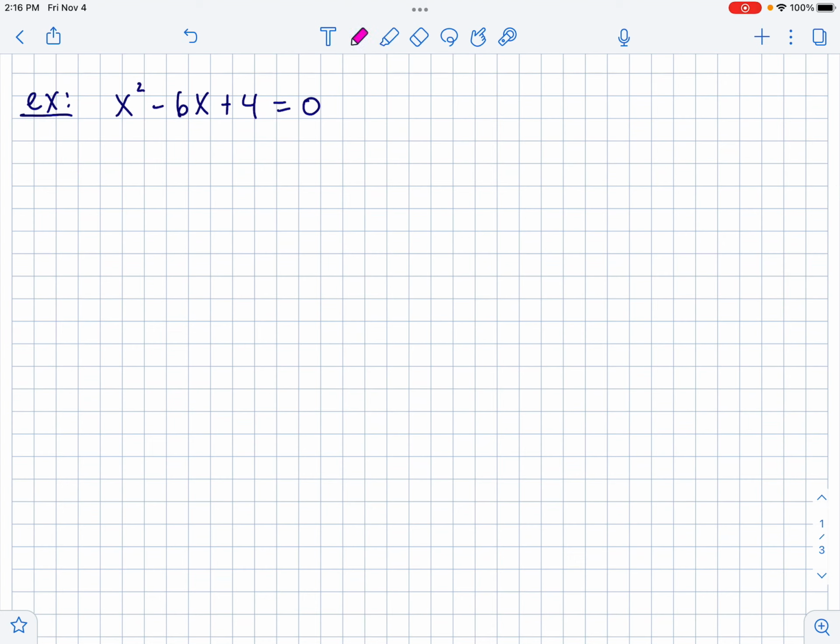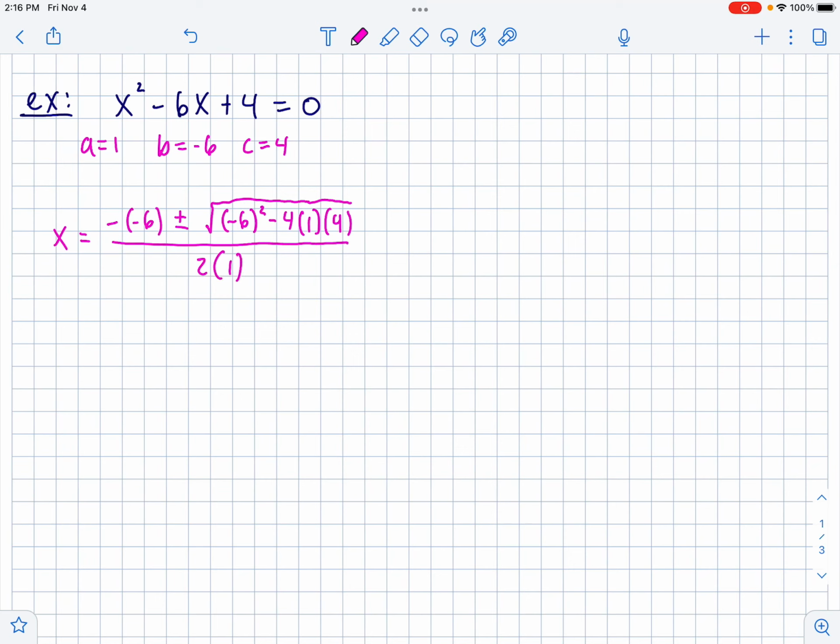We're going to do a couple examples of the quadratic formula. Here you see that a is equal to 1, b is equal to negative 6, and c is equal to 4. So you sing your song and you say x is equal to negative b plus or minus the square root of b squared minus 4 times a times c, and then this is all over 2a.